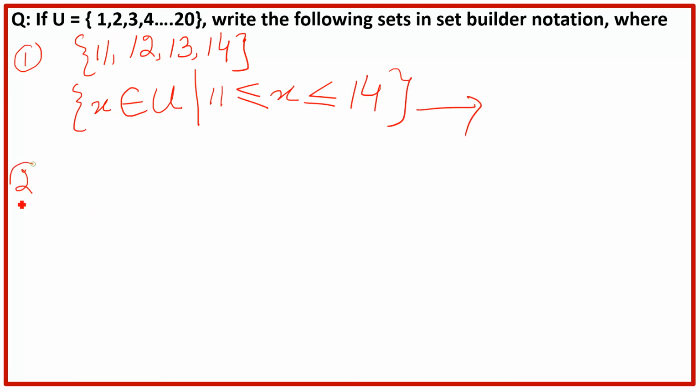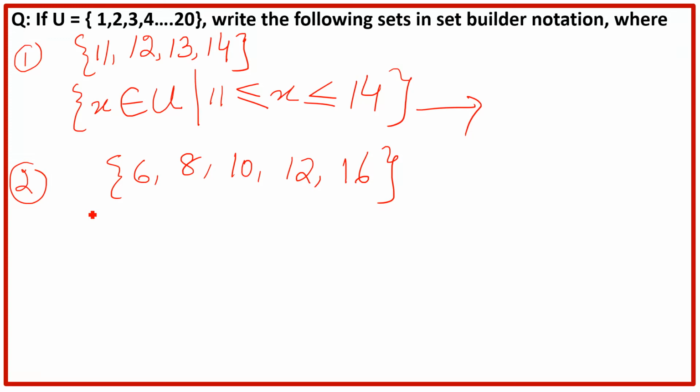Suppose the second is 6, 8, 10, 12 and 16. First you have to decide what these are, right? These are the even numbers: 6, 8, 10, 12, 16. But these are not the first 5 even numbers, and these are not the last 5 even numbers. We have to consider from 1 to 20. So this is from 6 to 16.